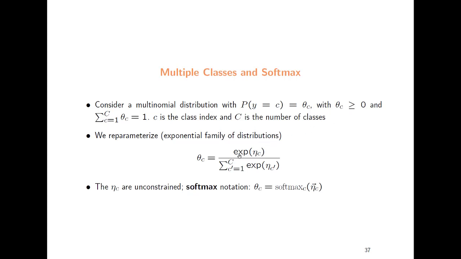And the way to do that is you write this as an exponent of a natural parameter, which is class specific, and you divide over all these exponents for all classes. So in this way, you have a non-negative number, because this is a non-negative number, and this is a non-negative number. And if you sum over all theta c's, you will get 1, no? Because you're dividing by the sum over all these exponents. And now again, these eta c's can be unconstrained. They can be any number from minus infinity to infinity. And this is then called the softmax function of this eta parameter. So this is a vector now, and we are evaluating it at the c-th component.